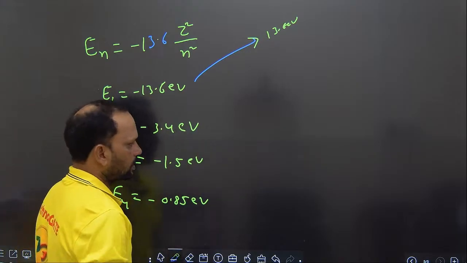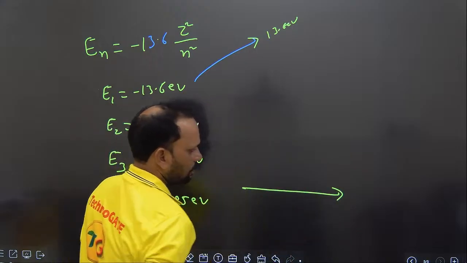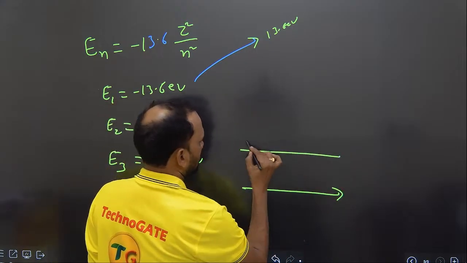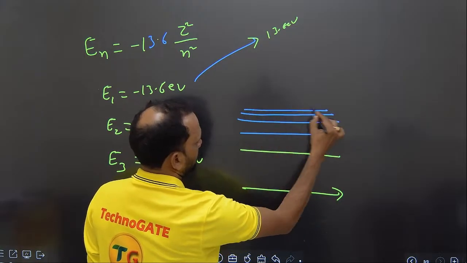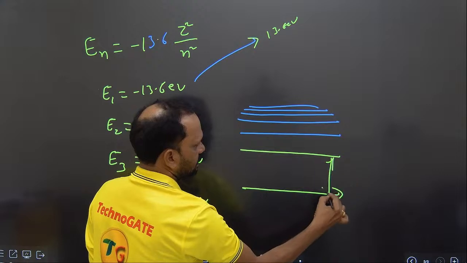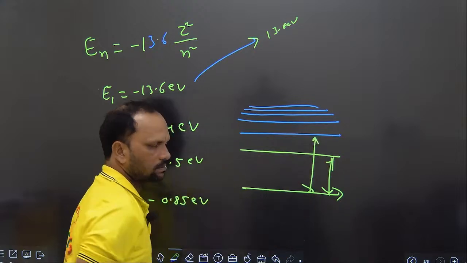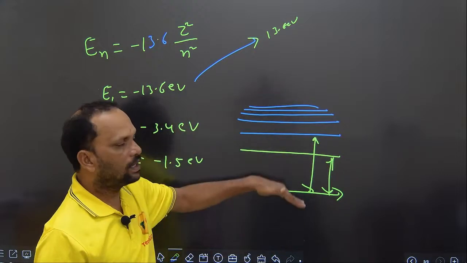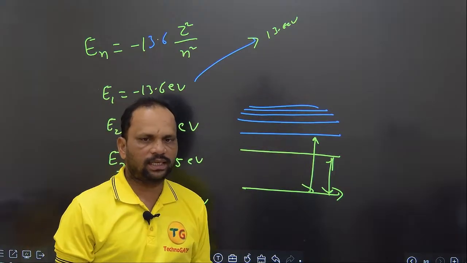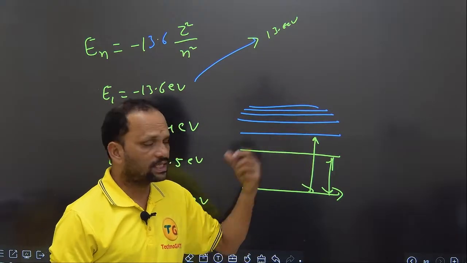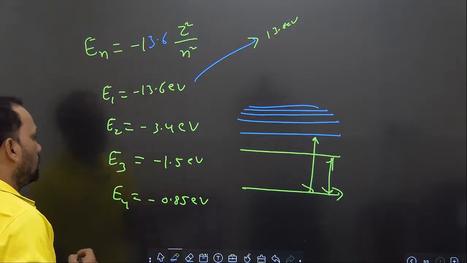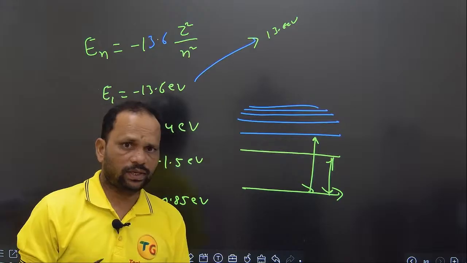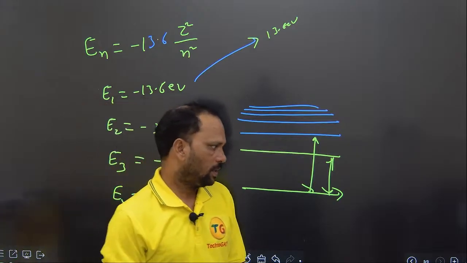Right. One more thing: if you increase the principal quantum number, the gap between any two energy levels decreases. Right. So this is the energy of the electron which is rotating around the nucleus. Next thing.